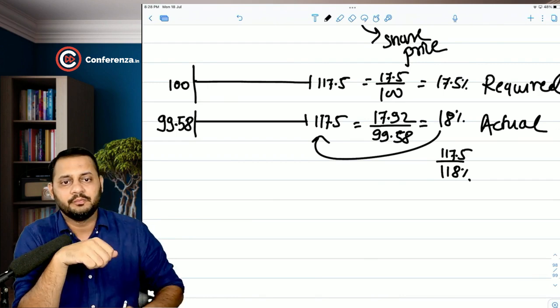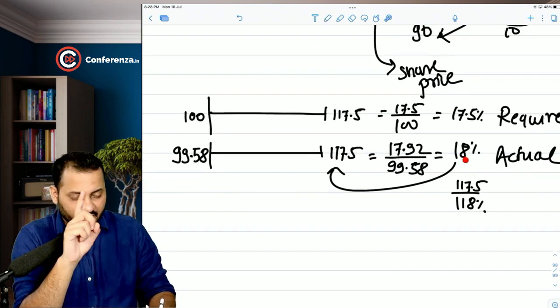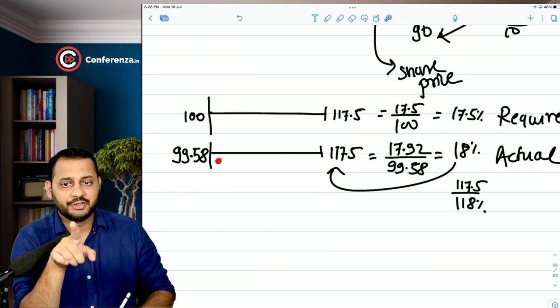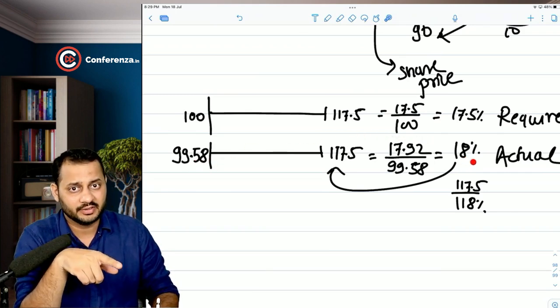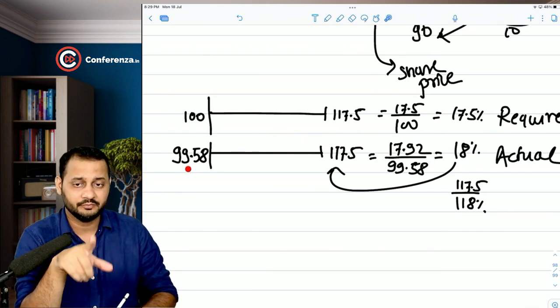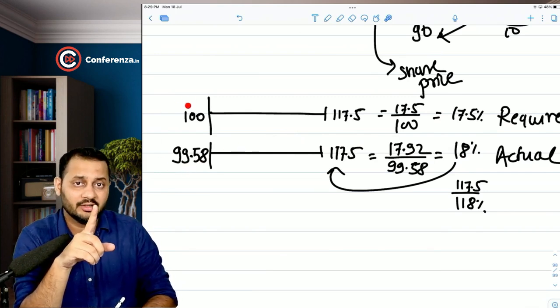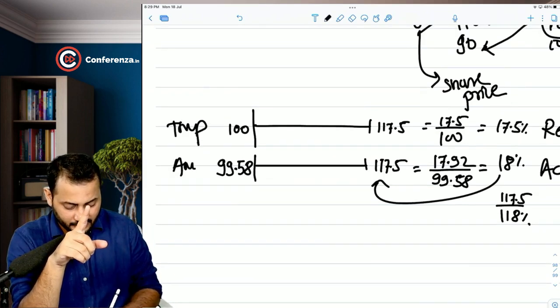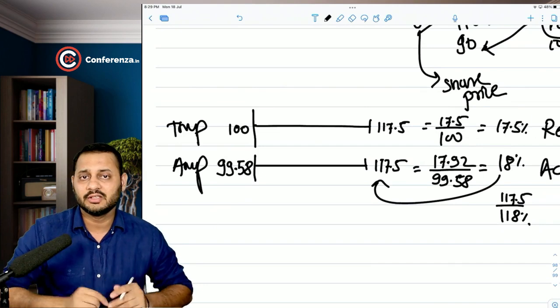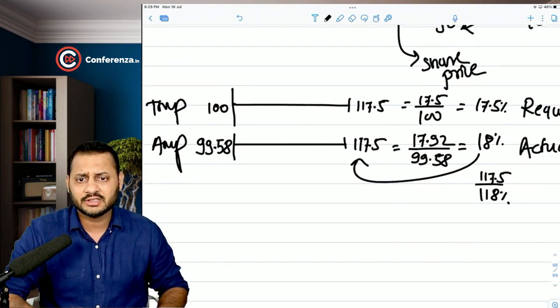Now you tell me, actual return is 18. Actual price is this. If only this is the price, the return will be 18%, and we can clearly see that this price is lower than 100. This is your theoretical market price. This is your actual market price. Now you tell me whether the share is undervalued or not. Yes, sir, it is undervalued.